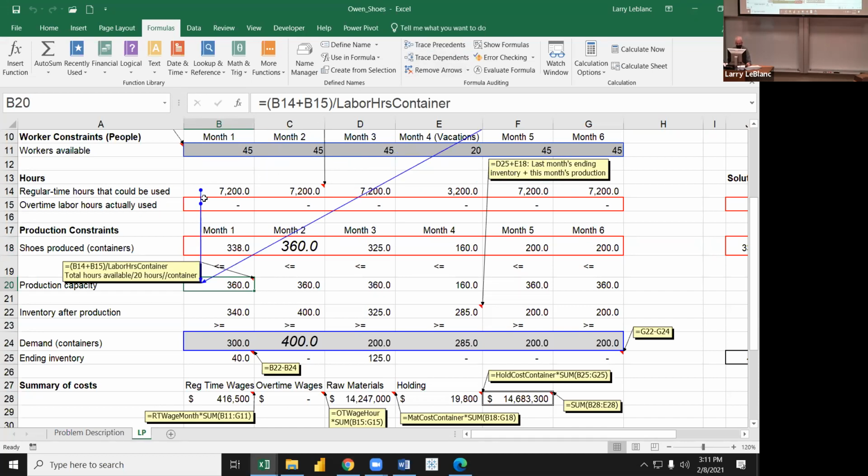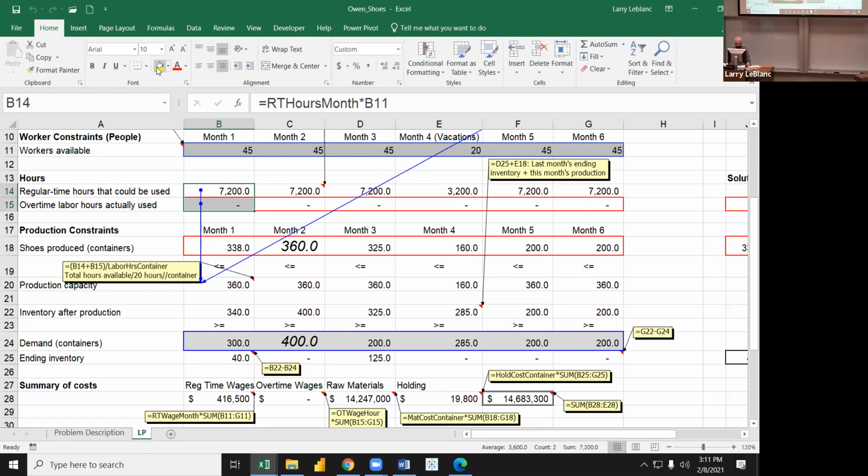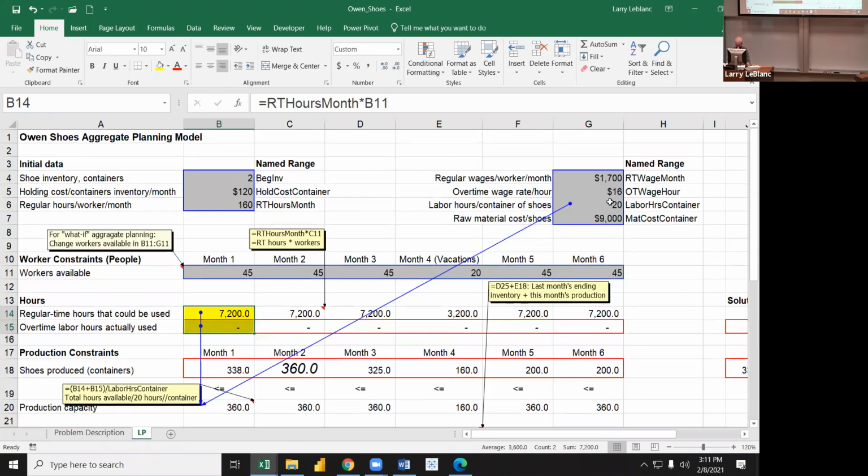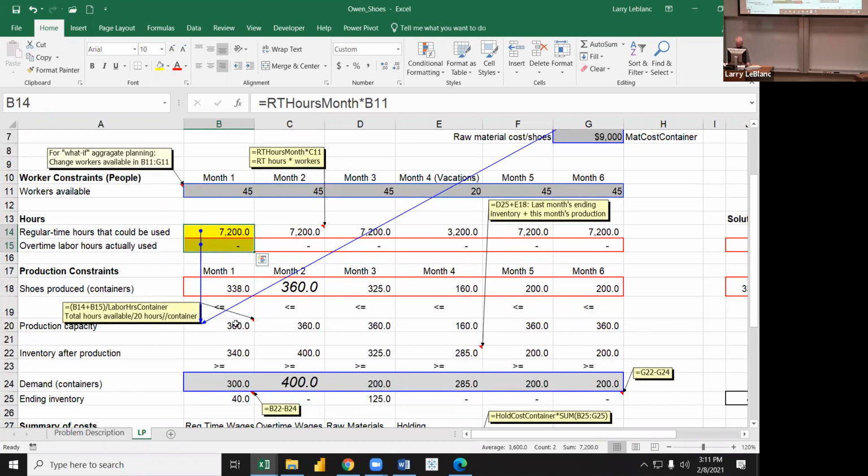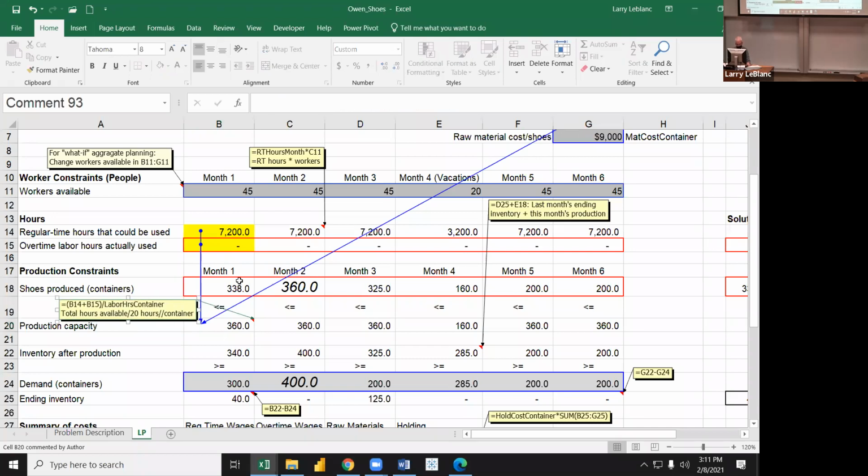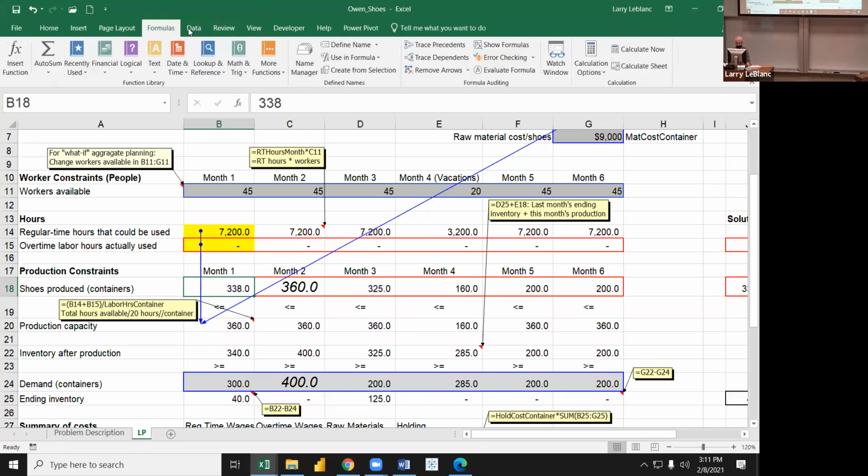The production capacity is the sum of all the labor available in the current time period. I just turned them yellow, gold on that screen. 7,200 plus whatever Salva chooses for overtime, divided by 20. The capacity is 360 containers. We choose to produce 338. Let me remove the arrows.